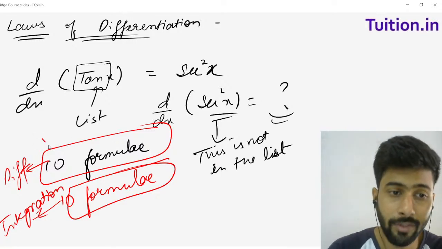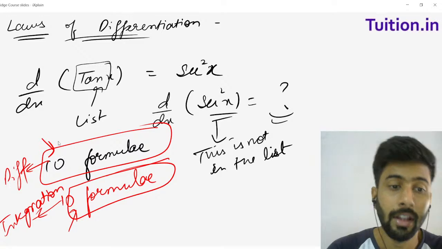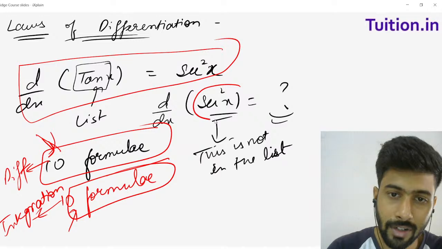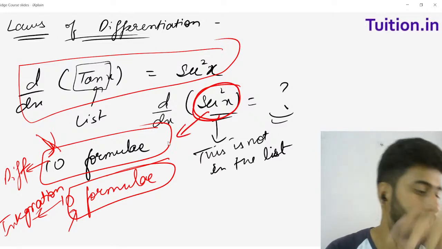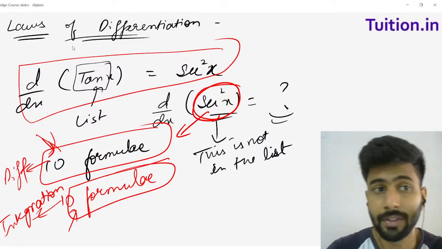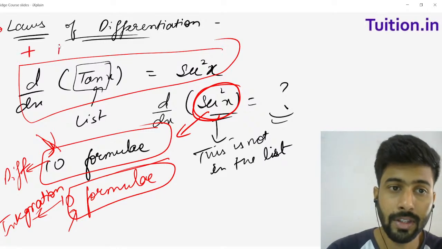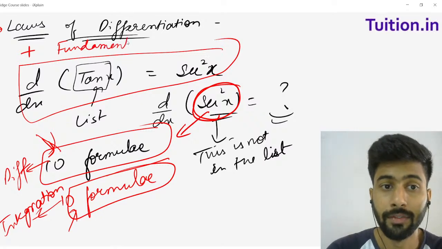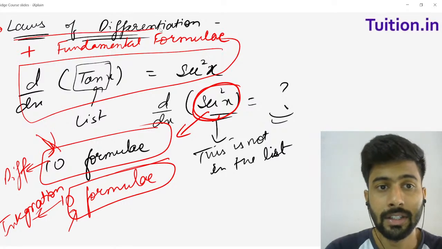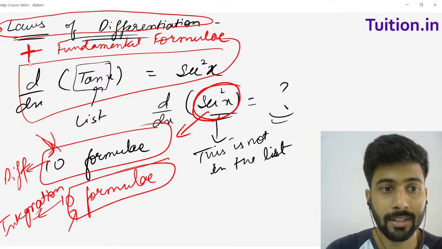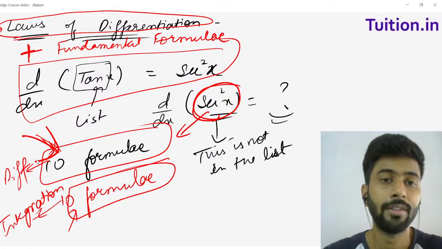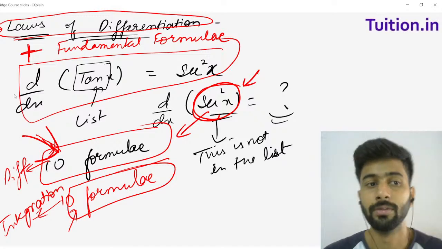If the function is directly from these 10, if you are differentiating and it's directly from these 10, you can utilize that to get the answer. But if you get a function like this which is not part of this list, then what do you do? Then you will have to take some basic laws of differentiation and combine these laws with the fundamental formulae. So basically, these laws of differentiation plus these 10 formulae together can give rise to a lot of other formulae, which includes this also.